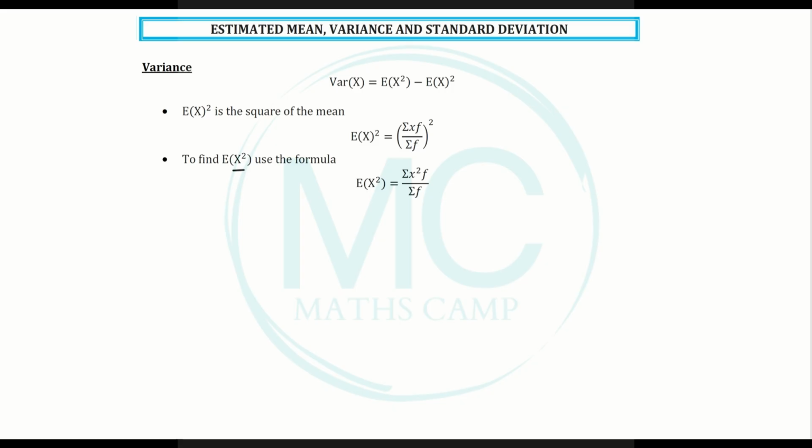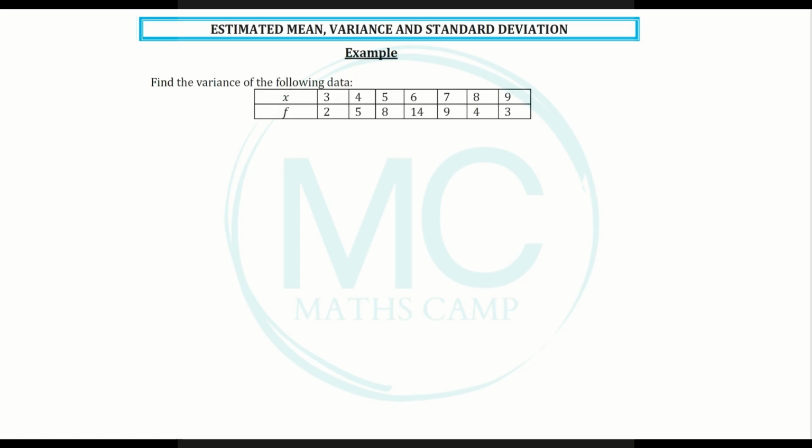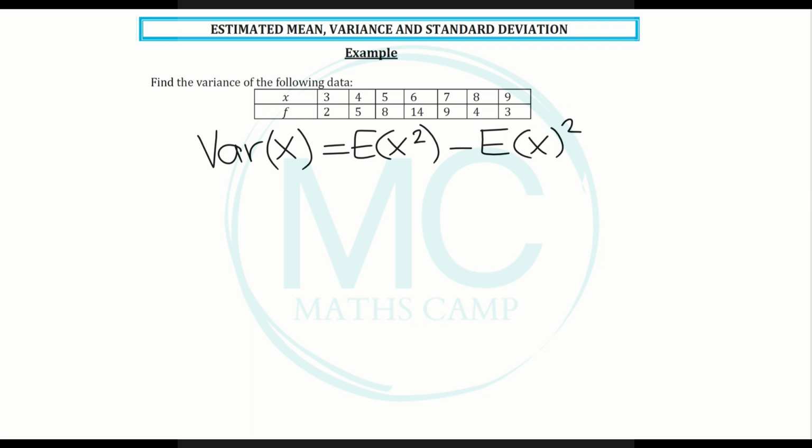Let's look at an example. Find the variance of the following data. We know that to find variance, we say variance of X is equal to E(X squared) in the bracket minus (E(X)) squared outside of the bracket. Let's start with E(X squared). All we need to do is square every X term and multiply it by its respective frequency.